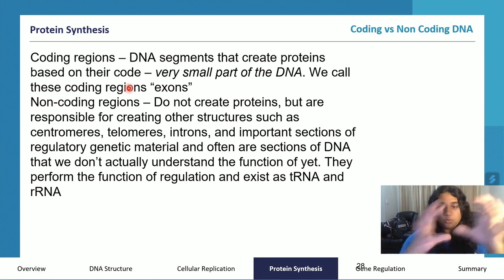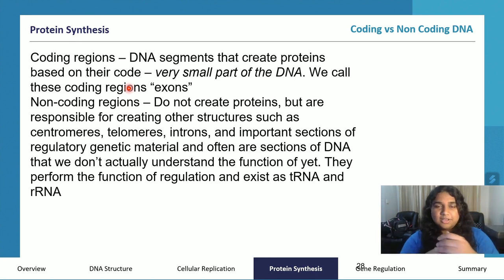Within our DNA, I did touch on this a little bit earlier, but I'm going to go into detail now. We've got coding regions that actually code for a particular protein or are used as areas of DNA that create functional gene products. This actually makes up a very, very small part of the DNA, and you call these coding regions exons. These are the ones that are useful in terms of creating proteins or gene products that end up doing a particular function for a cell.